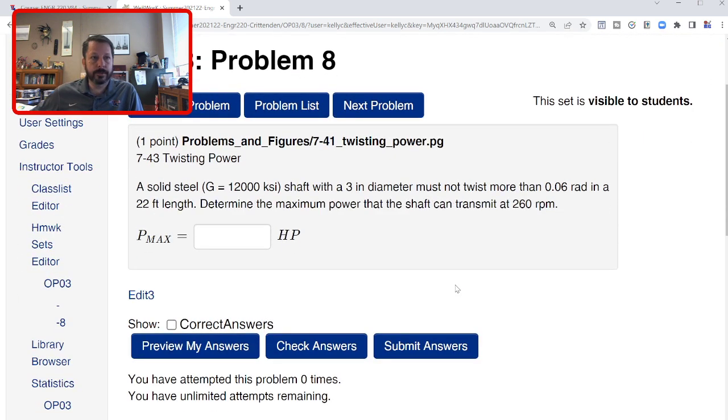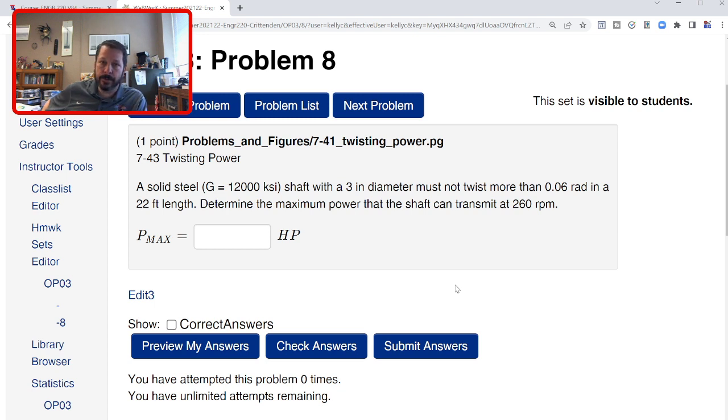Here's another one with no picture. A lot of these don't, I mean, the picture doesn't really tell you much because it's just a picture of what I drew, like the little motor with a shaft coming out of the end of it. Solid steel. So this one, they give us a modulus of rigidity for that. We don't need to look it up. 3-inch diameter, so not as big as last time. Must not twist more than 0.6 radians in a 22-foot length. Determine the maximum power that this shaft can transmit at 260.